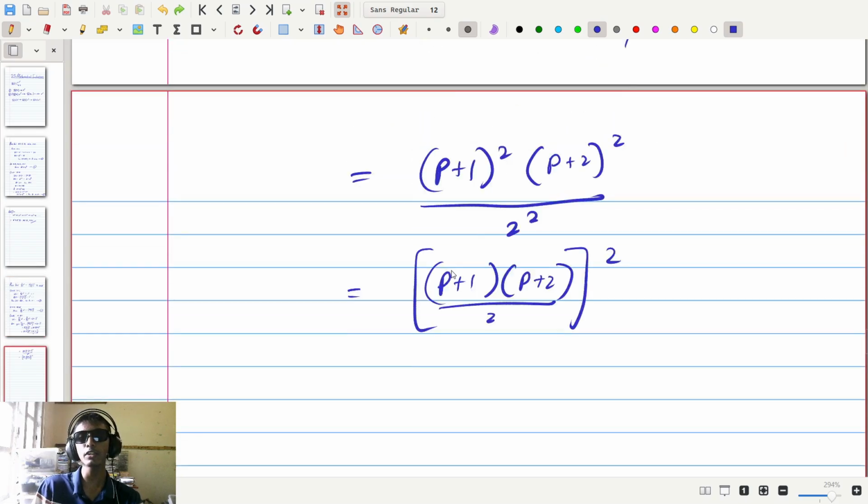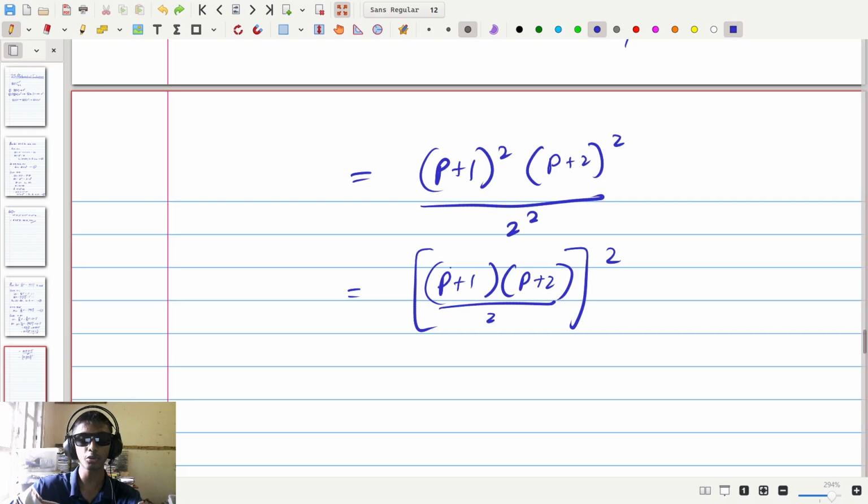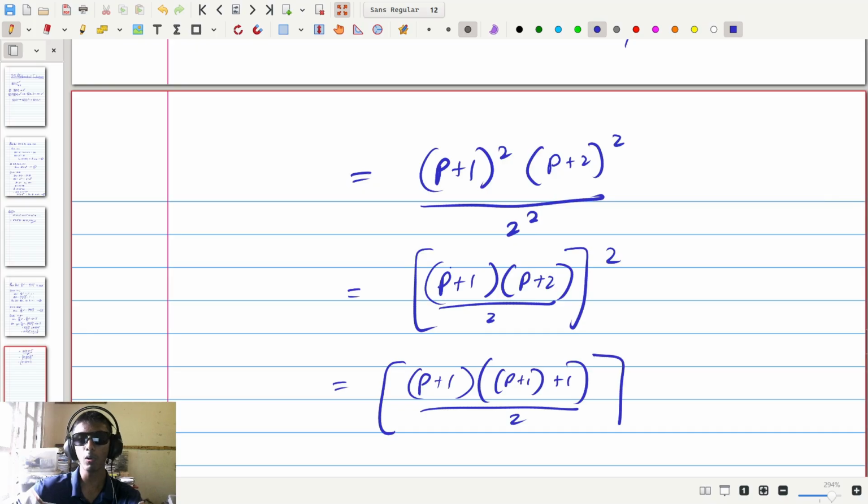Currently for n equals p plus 1, we have the n here, we have p plus 1, but we do not have n plus 1 here. We kind of have it, but we don't have it explicitly. So what I'm going to do is to break this p plus 2 into a p plus 1 plus 1 such that I can have the form n times (n+1) divided by 2. So I'm going to do that. Doing so, what I get is (p+1) multiplied by the factor of (p+1) plus 1, divided by 2, whole thing squared.